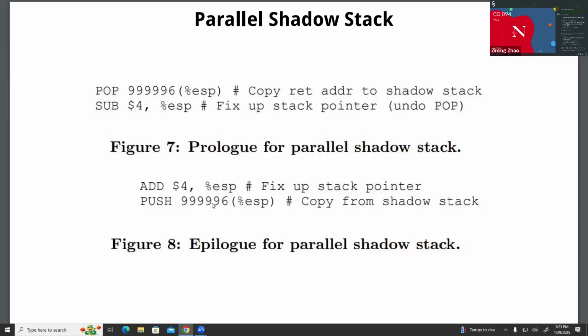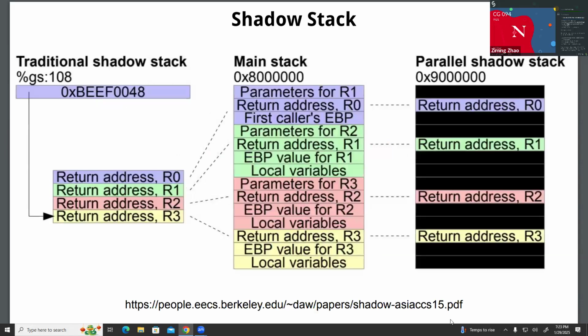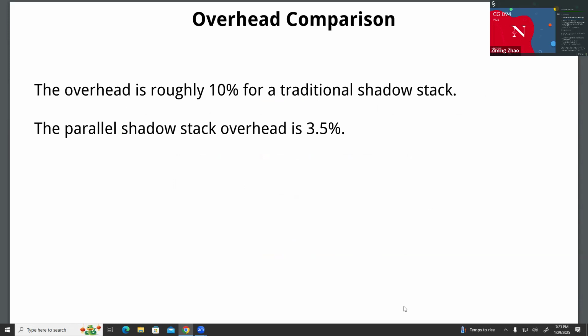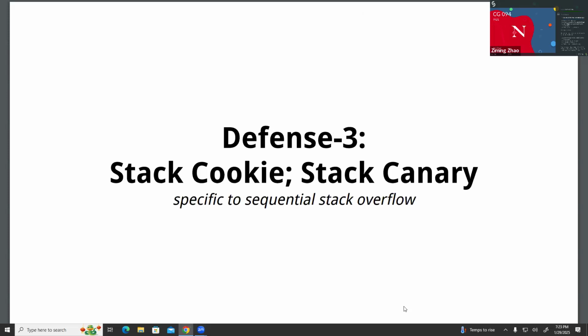This is from the paper published in 2015, almost 10 years ago. The paper says that the runtime overhead for traditional shadow stack is about 10%. Okay. So 10% is a lot. For the parallel shadow stack, they tested the overhead is like 3.5%. So that's the second approach, shadow stack. It is not widely adopted in the real world, but there have been some pushes to adopt this. Like I said, LLVM has a good implementation of this. GCC, I'm not sure.